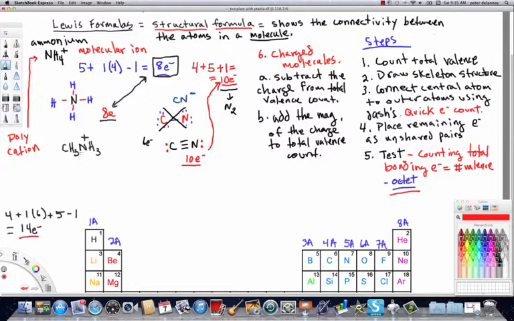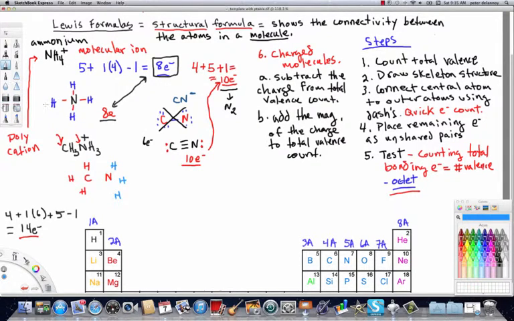Magic number. All right, skeletal structure. The carbon and the nitrogen are going to be our central atoms. So I'm going to go ahead and write them in, the carbon and nitrogen side by side. And then we're going to place the hydrogens around each of the respective central atoms. So we're going to have a hydrogen here, and a hydrogen here. I'm going to have a hydrogen here, and a hydrogen here. Whoops, getting ahead of myself.